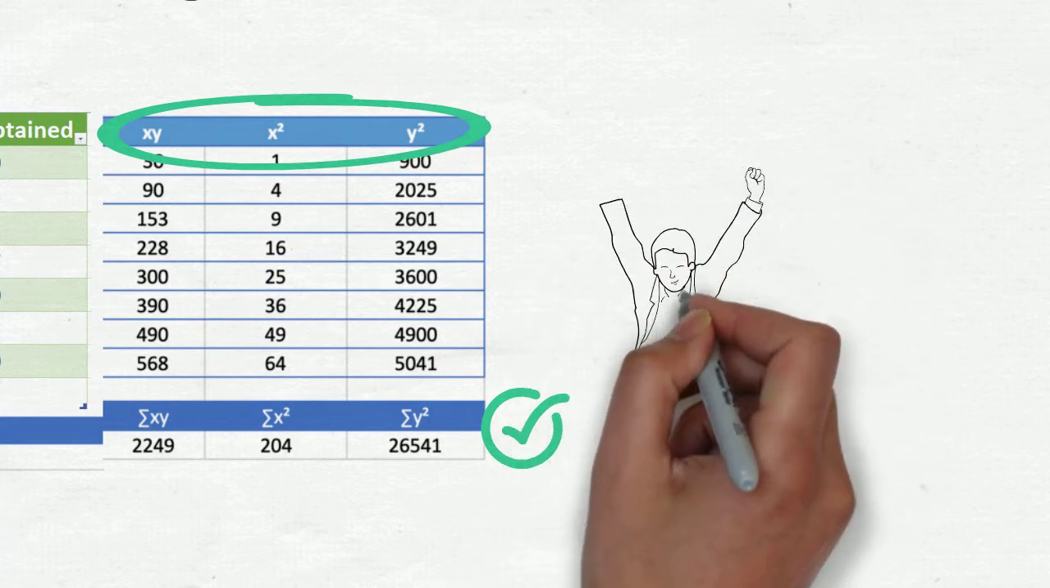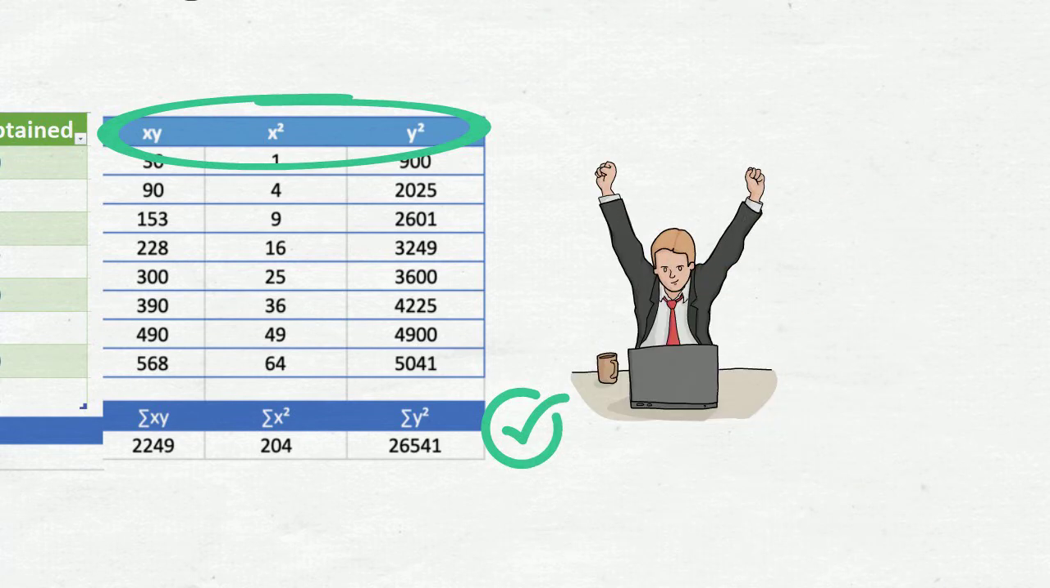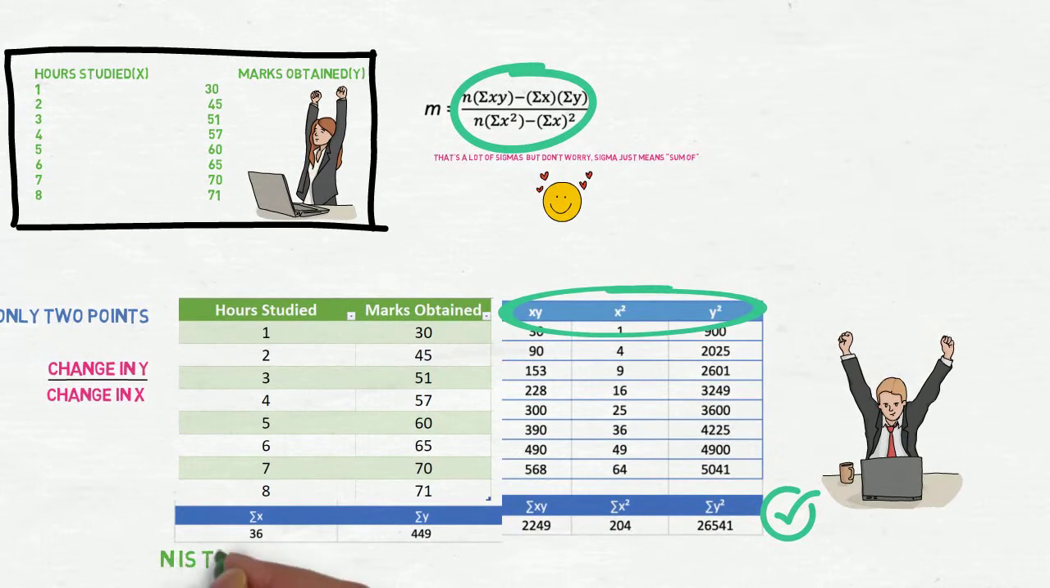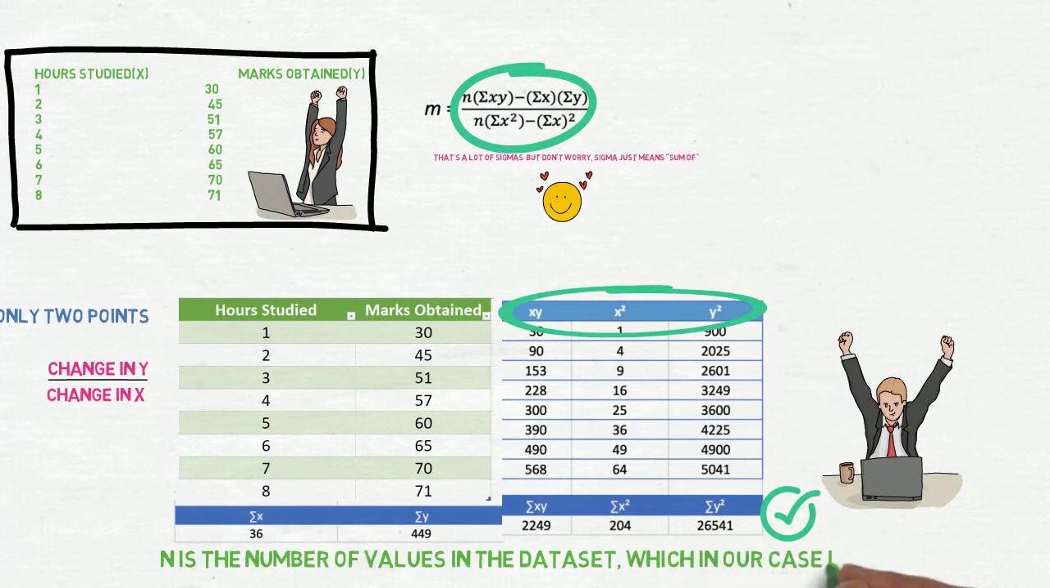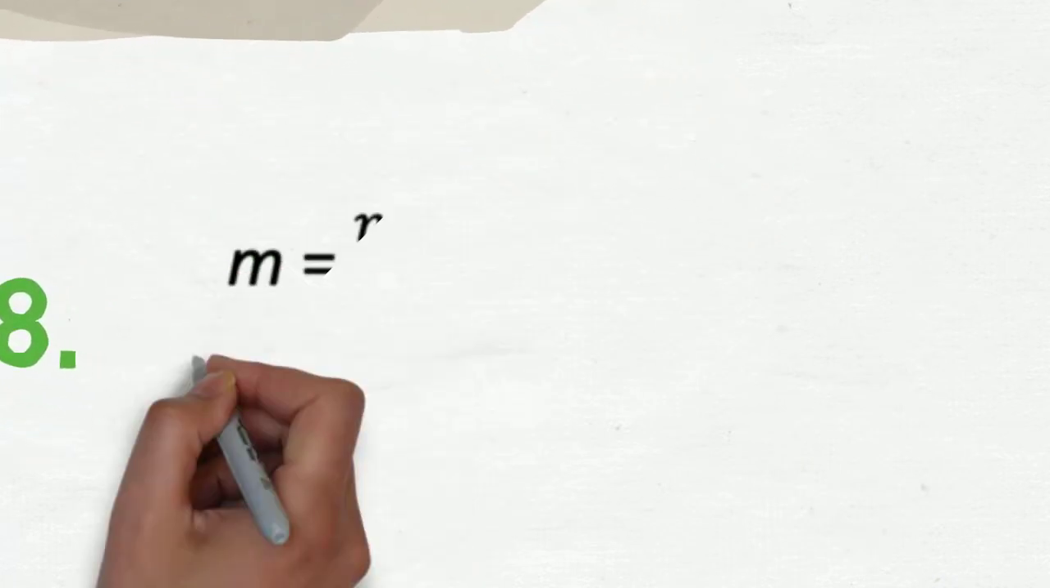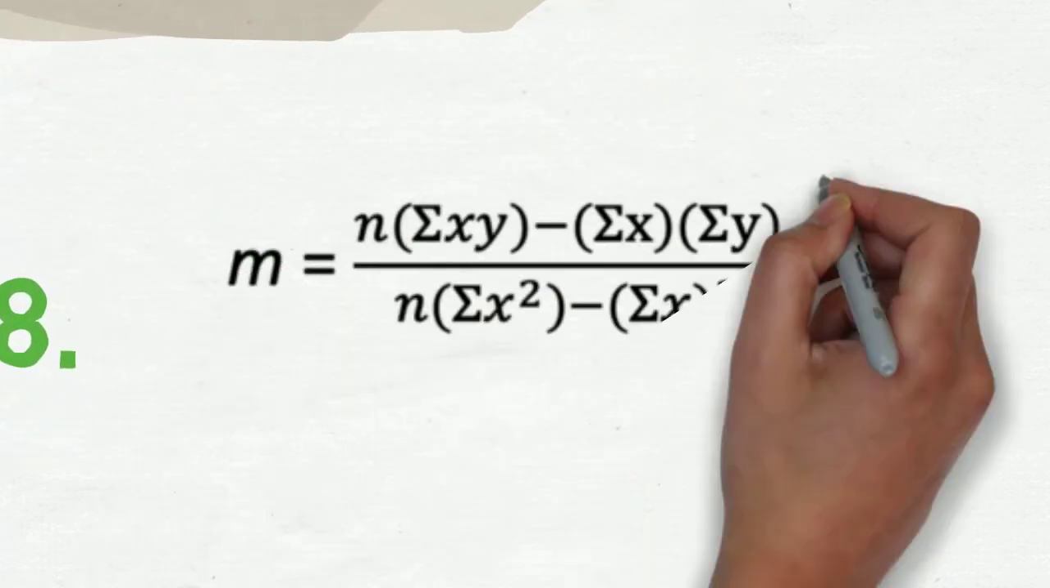Now it is a simple matter to plug our sigma values into the equation of m. N is the number of values in the dataset. In our case, there are 8 values, so it will be 8. Now, let's substitute the values in our equation.